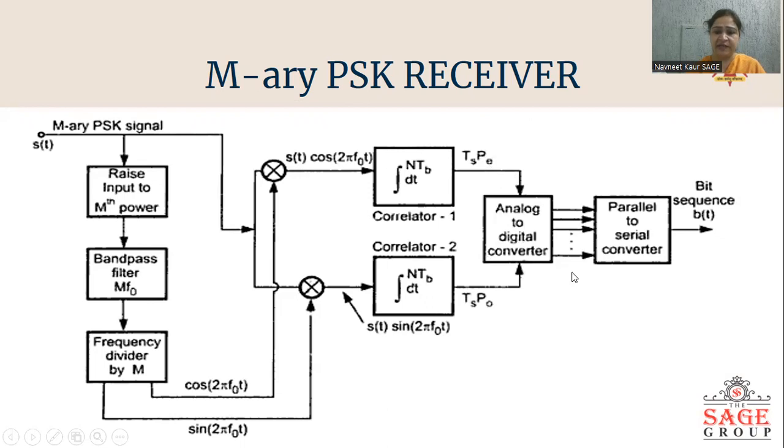Now, whenever we get a combination of n bits, it is given to the parallel to serial converter, which will generate a bit sequence b(t). Whenever there is a change in the analog voltage, there will be a change in the bit combination and the bit sequence b(t) will be different for every PSK signal. So this is how we will regenerate the bit sequence at the receiver side of the M-ary PSK receiver.